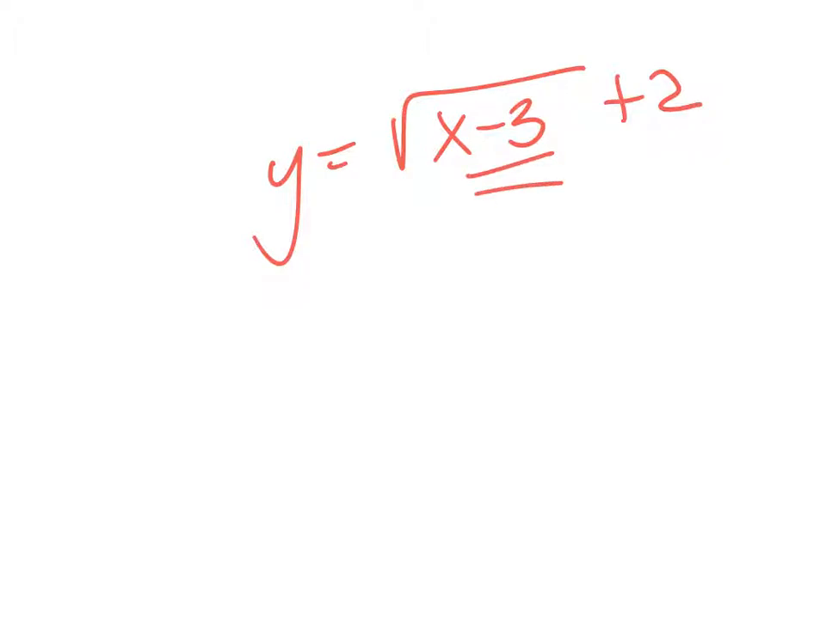Do you remember that moves it to the which way? Right, 3, and how about that? Up 2. And then what if I threw in a -1 times it in the front? It'd flip it. What's the official name for flip it? Reflect it. And then they're going to ask you over the x or over the y-axis.